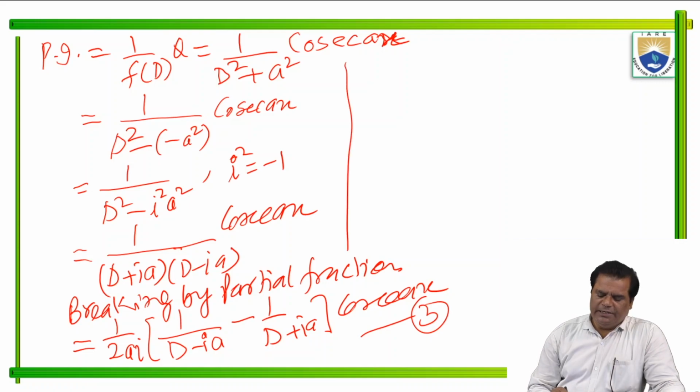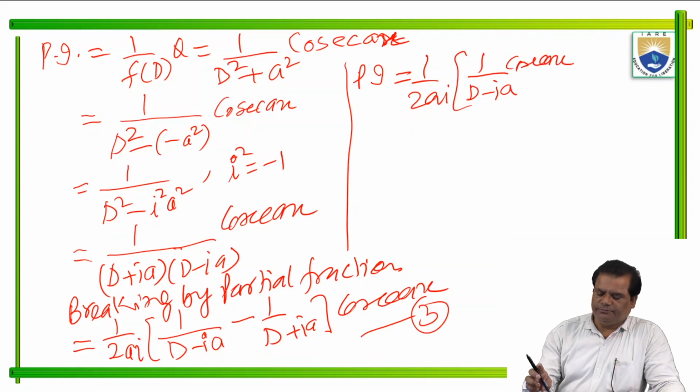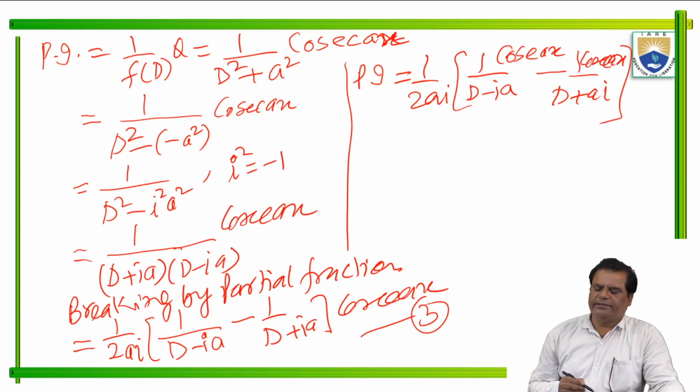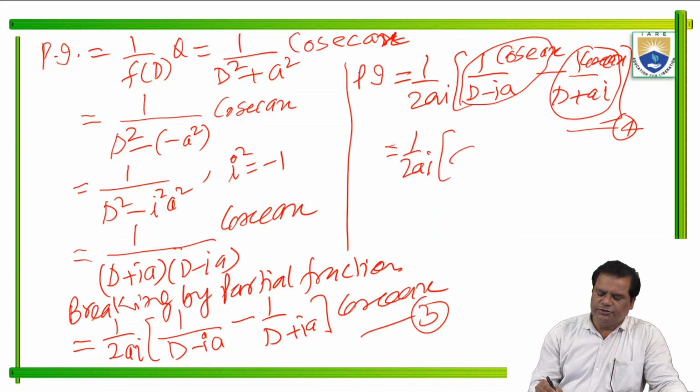Now next, multiply by cosec ax inside the bracket. So this PI is equal to 1 upon 2ai, and here multiply this 1 upon D minus ai into cosec ax, and minus 1 upon D plus ai into cosec ax. Okay. So this result and this result, this is equation number 4. This result I am writing as phi 1, equal to 1 upon 2ai. This is phi 1 and this is phi 2. This is equation 5.